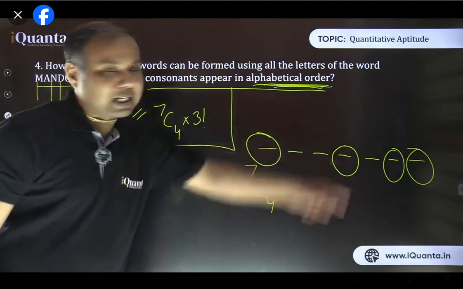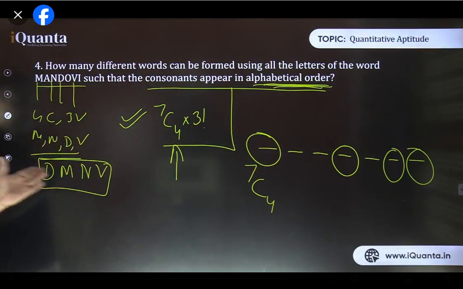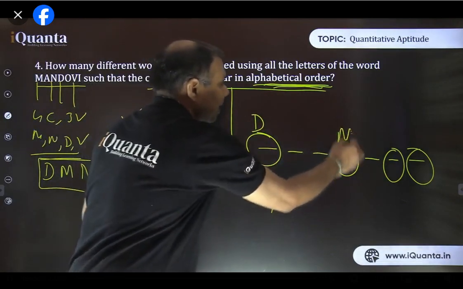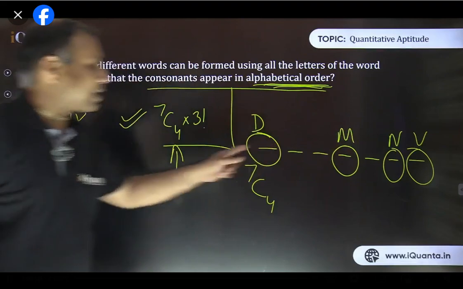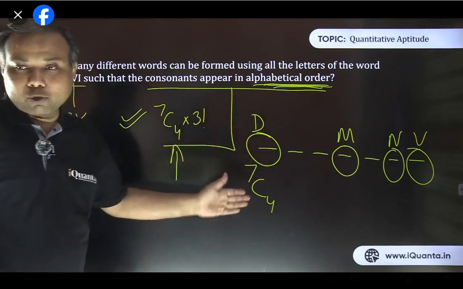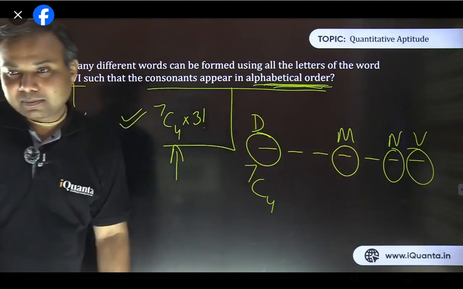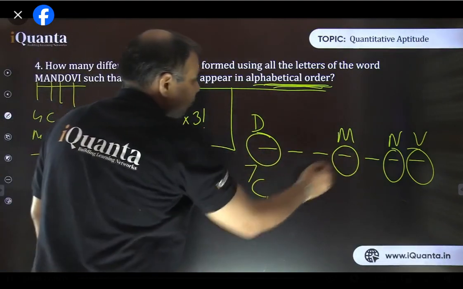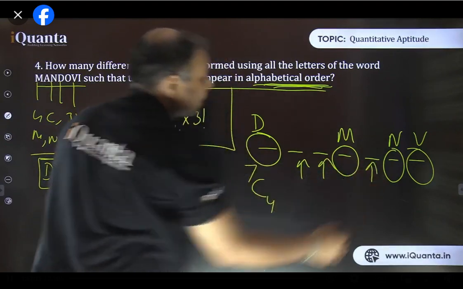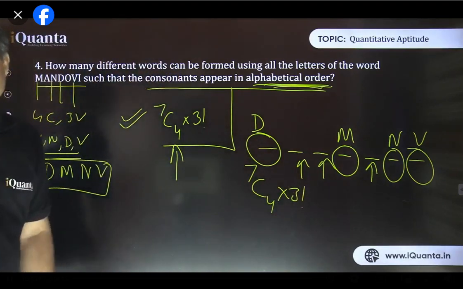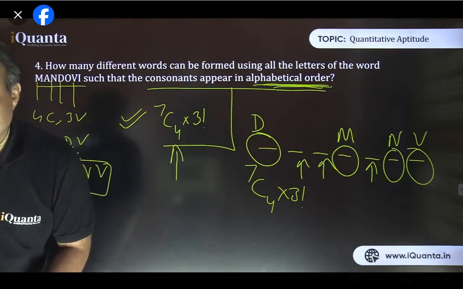Now, in these 4 selected places, I need to put these 4 consonants in this order only. So this is D, M, N, and V. Their position is fixed. So this was one of the cases out of 7C4. There can be many more. So total 7C4 cases are there, and for every case, the positions of D, M, N, and V are fixed. Fine. And in the remaining places, we are to fill the 3 vowels, and they need to be arranged also. So that arrangement of vowels can be done in 3 factorial ways. That's how. Okay?